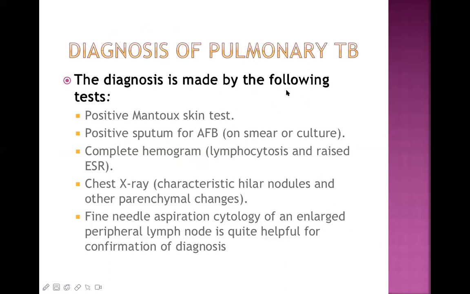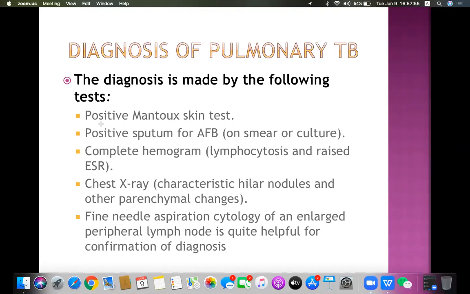Now, how do we diagnose pulmonary tuberculosis? After studying all these things, this question will be very easy for you to answer. See here how we are going to diagnose. First of all, we have to do PPD or Mantoux skin test. In tuberculosis, usually, not always, the Mantoux test is strongly positive unless the immunity of this patient is very poor.